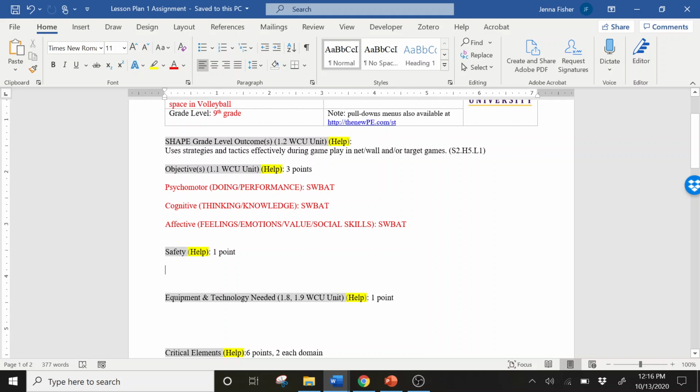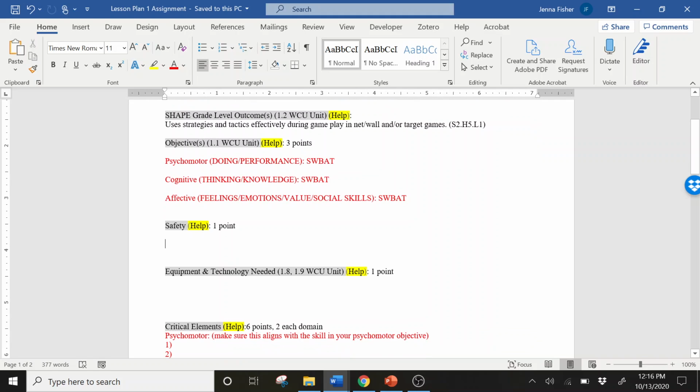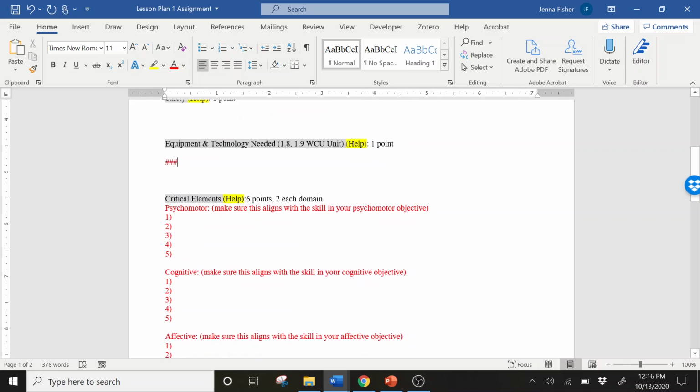Talk about safety. So what things do the students need to be aware of in the gymnasium to be safe? What equipment and how much equipment are you going to need? Really important that you tell me how much. So if I need 20 volleyballs, you need to tell me I need 20 volleyballs. If I need 6 volleyball nets, then you need to make sure that you tell me that. The more specific you are, the better.